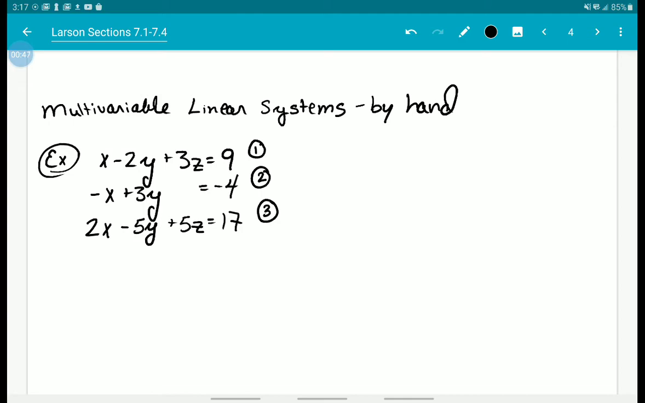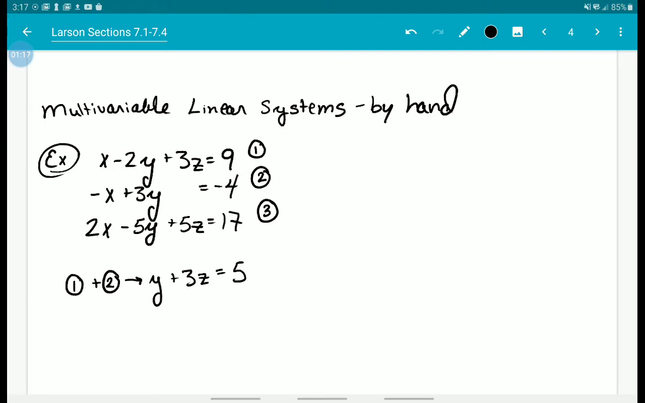So let's get started. If we look at this, notice I have an x in that first equation and a negative x in the second equation. So it would be easy for us to take equation 1 and add equation 2 to it to eliminate the x's. If we add those two equations together, we get y plus 3z is equal to 5.